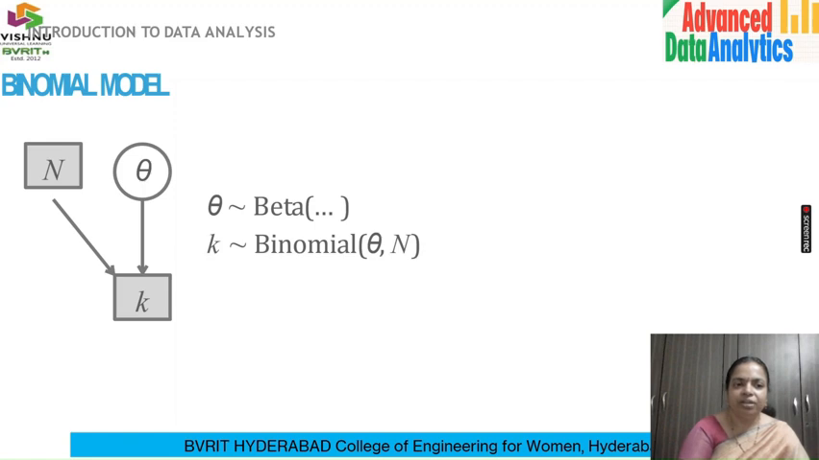Within this part of the statistical models, one model is called the binomial model. Here theta is the beta value and k is the binomial value, that is, k is the result of theta on n. n is your existing value and theta is your function. Using theta and the n value, you can find our predicted value, which is k.